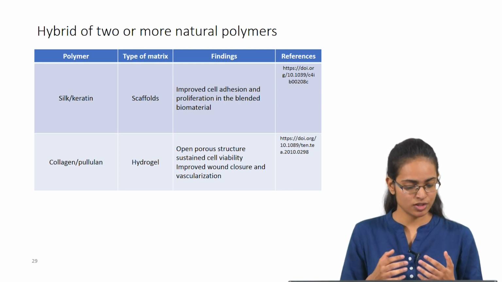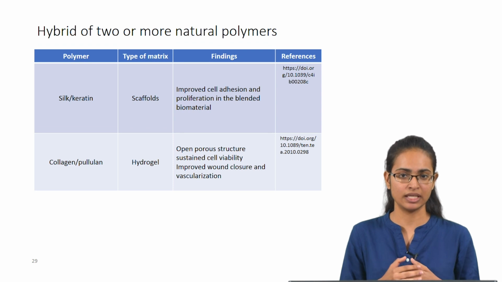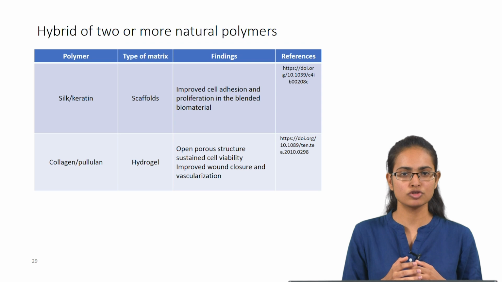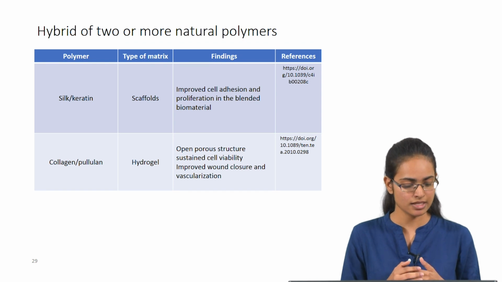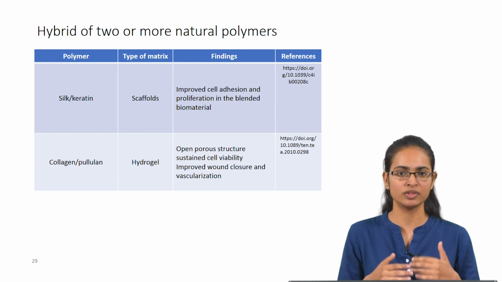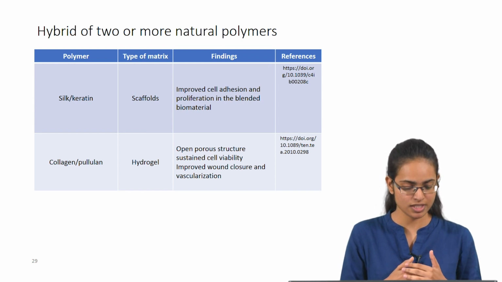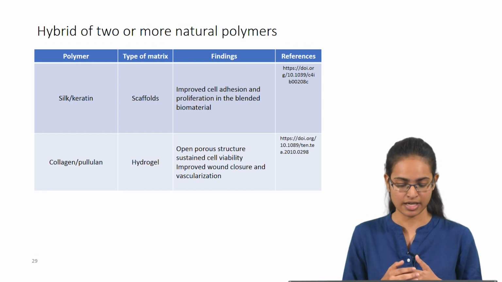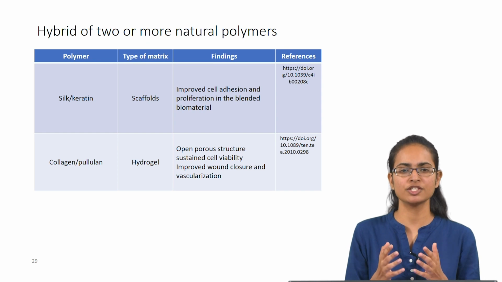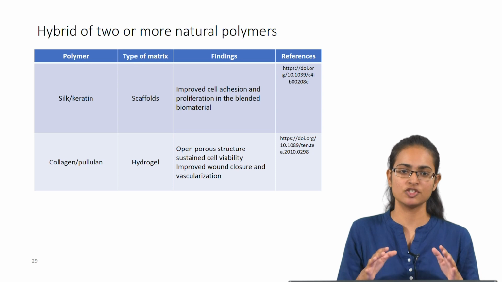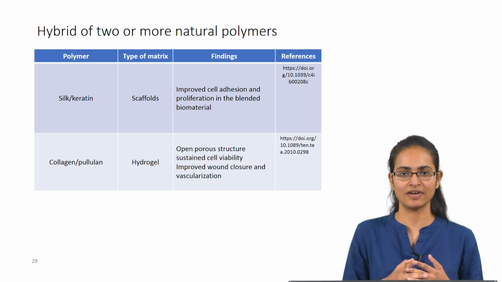Also, collagen pullulan hydrogels have been synthesized. Collagen is usually used to make hard biomaterials. To make softer biomaterials, it is often blended with other natural polymers to make hydrogel systems. Pullulan is one such example. In this hydrogel they obtained an open porous structure with improved cell viability and also achieved improved wound closure and vascularization.